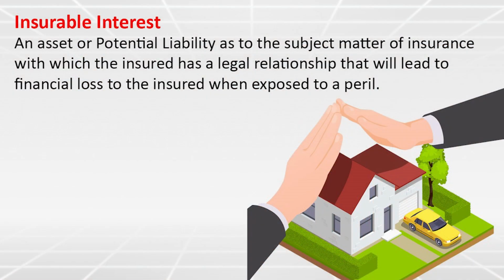The first principle we are going to discuss is the principle of insurable interest. Insurable interest is defined as an asset or potential liability as subject matter of insurance with which the insured has a legal relationship that will lead to financial loss to the insured when exposed to a peril. It's very easy to understand. Basically, we need to have an asset as subject matter of insurance, or it could be a potential liability, like we have third party liability when we drive a car or two-wheeler, right?